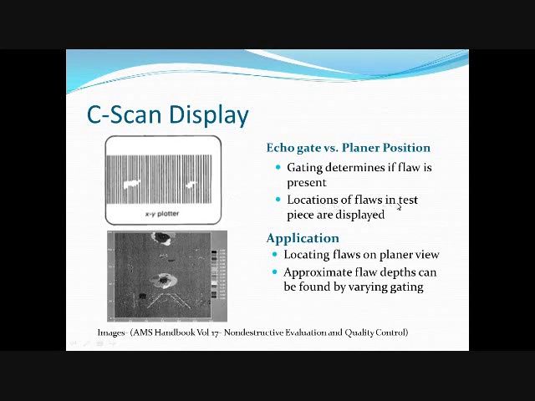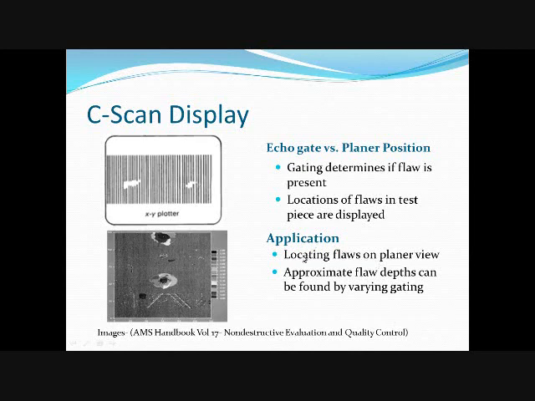So the locations of the flaw in a test piece will be easily read because the transducer will be traveling in a planar fashion throughout the test piece, and then if an echo is encountered, you will be able to see in what location these flaws are present.